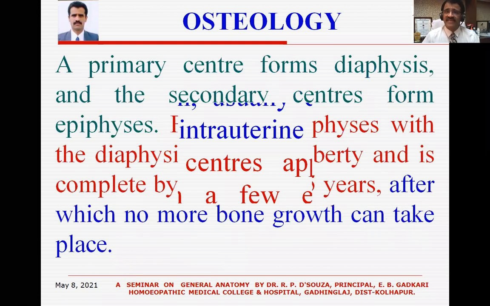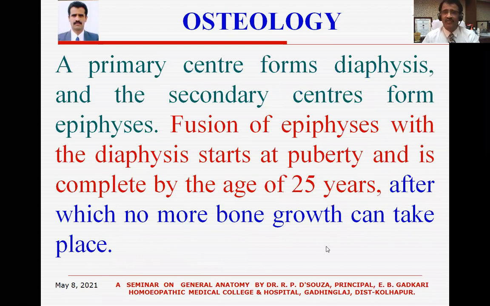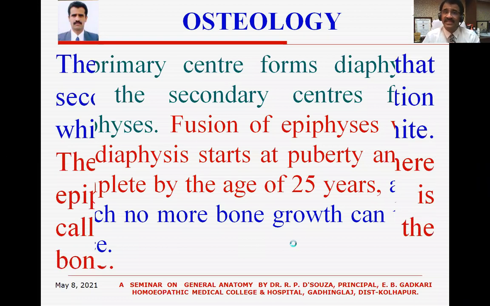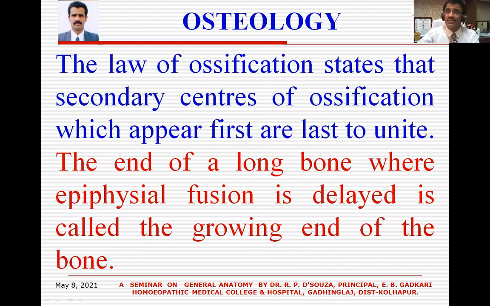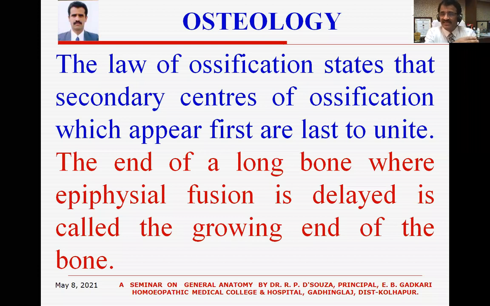A primary center forms the diaphyses and the secondary centers form all the epiphyses. That I have told you. Fusion of all the epiphyses with the diaphyses starts at the beginning of puberty and is completed by the age of 25 years at the latest. Sometimes it gets fused by the age of 18 also, after which no more bone growth can take place. The law of ossification states that secondary centers of ossification which appear first are last to unite. That means the secondary centers keep on appearing. The center which appears first is the one that gets fused last. It takes more time to get united.